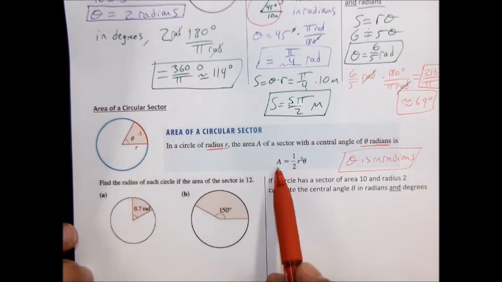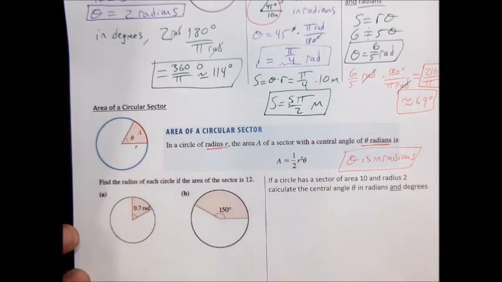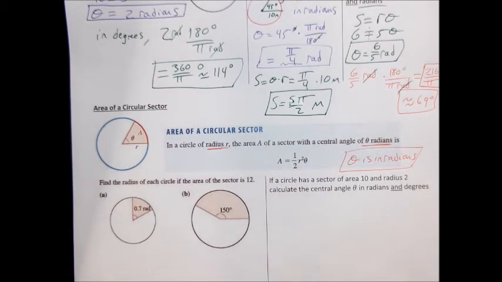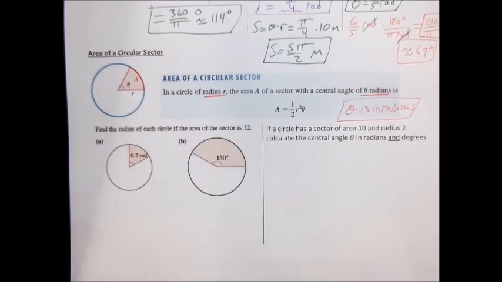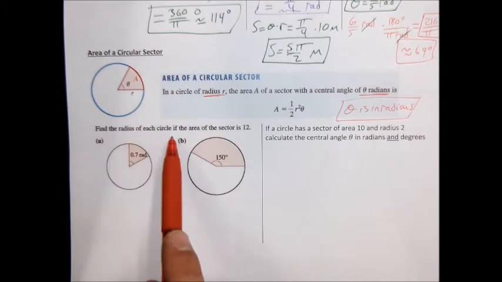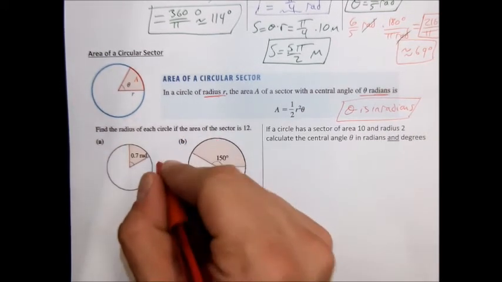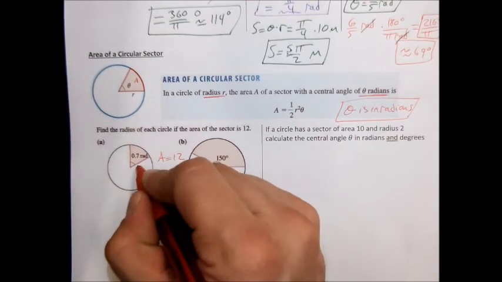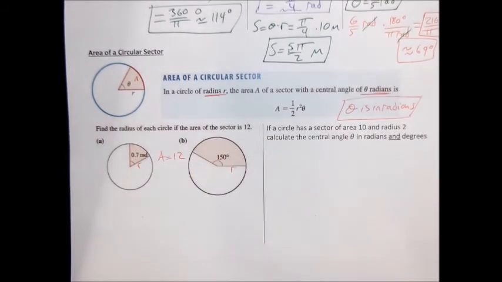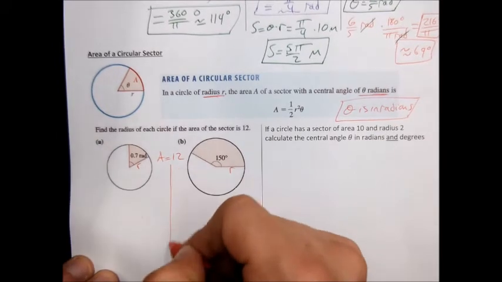But this time we've got a formula that relates it to the area. And so we'll do kind of similar things on this one, except we're dealing with the area. So let's see what we got here. So we've got a couple pictures. Let's find the radius of each circle if the area is 12. So on both these pictures, we've got A equals 12. And we want to know what the radius is. So I'll just write in r here. We don't know what r is on either one of those. But we have a formula that we can use to solve it.